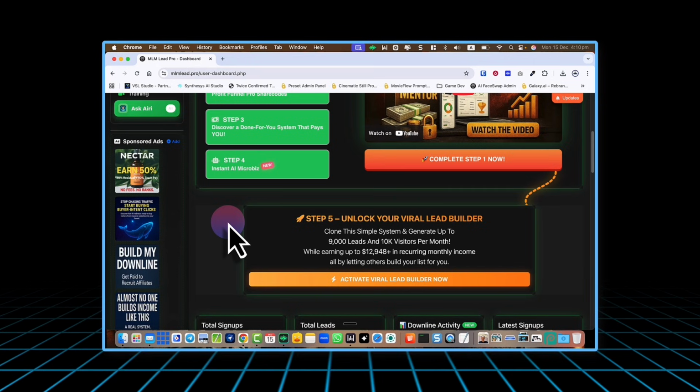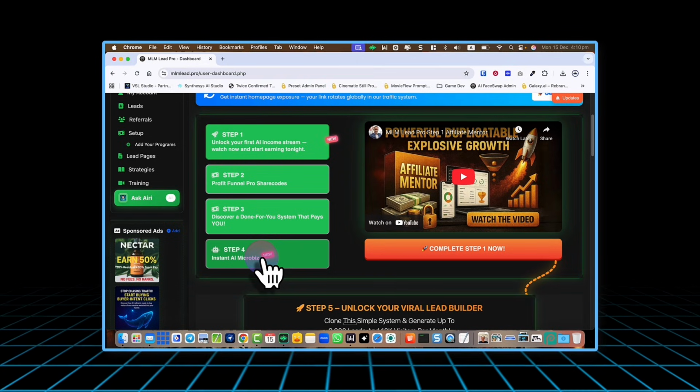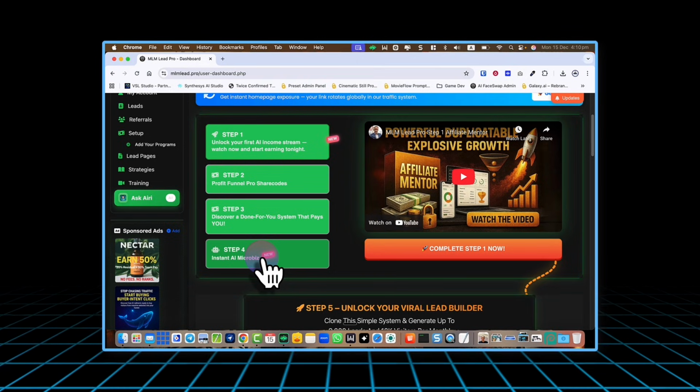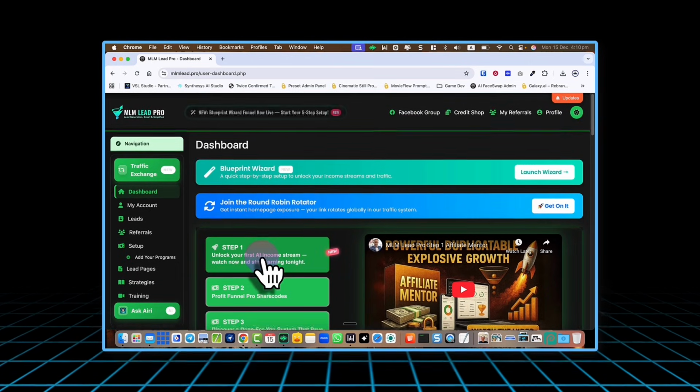When we say hands-free and powered by AI, it's because Affiliate Mentor and Lead Lightning are really just AI tools and add-ons that drive this. So that's why we're saying it is an AI-powered system.